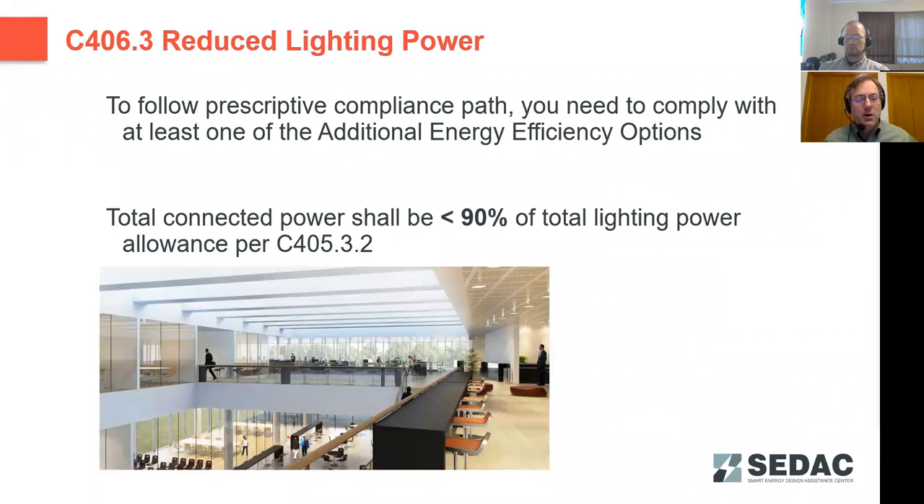So as far as the code, it's added a couple of new bonus measures. If you are using the prescriptive path, which may include a COMcheck, you have to choose one of the additional efficiency measures. So how are you going to take your building up to 11? One of these is to reduce your connected lighting power by at least 10%. Thinking back to the daylight responsive controls exception, you can get credit here as well for that same efficiency that you've designed in. So it's a great opportunity.